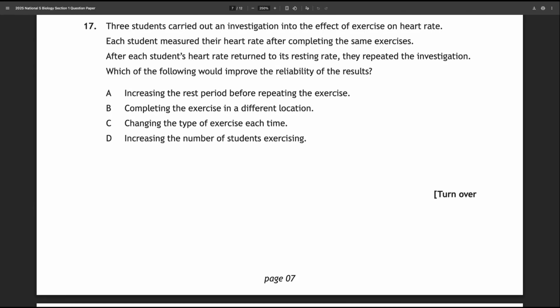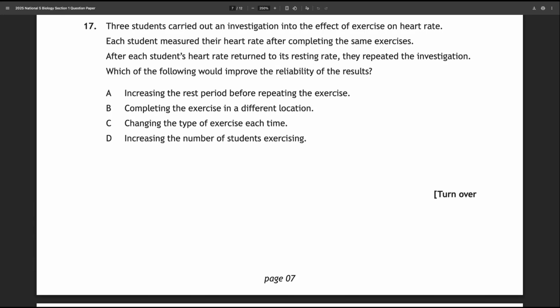Now, I always teach my students to remember RE. So reliability, repeat. Reliability, repeat. So in this case, if you're repeating the experiment, it's not like a lab experiment where you can just do the same experiment multiple more times. With humans, you need to increase the number of humans that are taking part in the experiment. So from those four options, which one makes the most sense there? It's going to be D, increasing the number of students exercising.